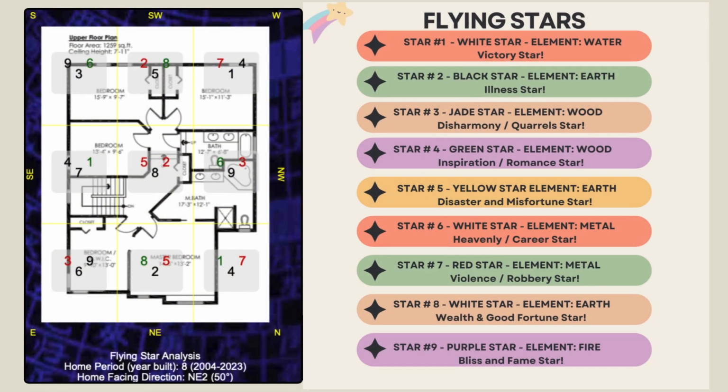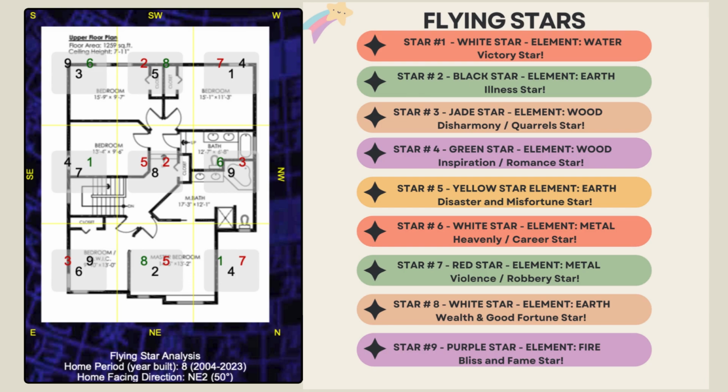On Flying Star Feng Shui, there's actually 81 different combinations that make up these charts. So you can definitely go online, do a little bit of research. I'm not going to go through 81 combinations today, but it's a really good idea to familiarize yourself with the different flying stars individually and what they mean.